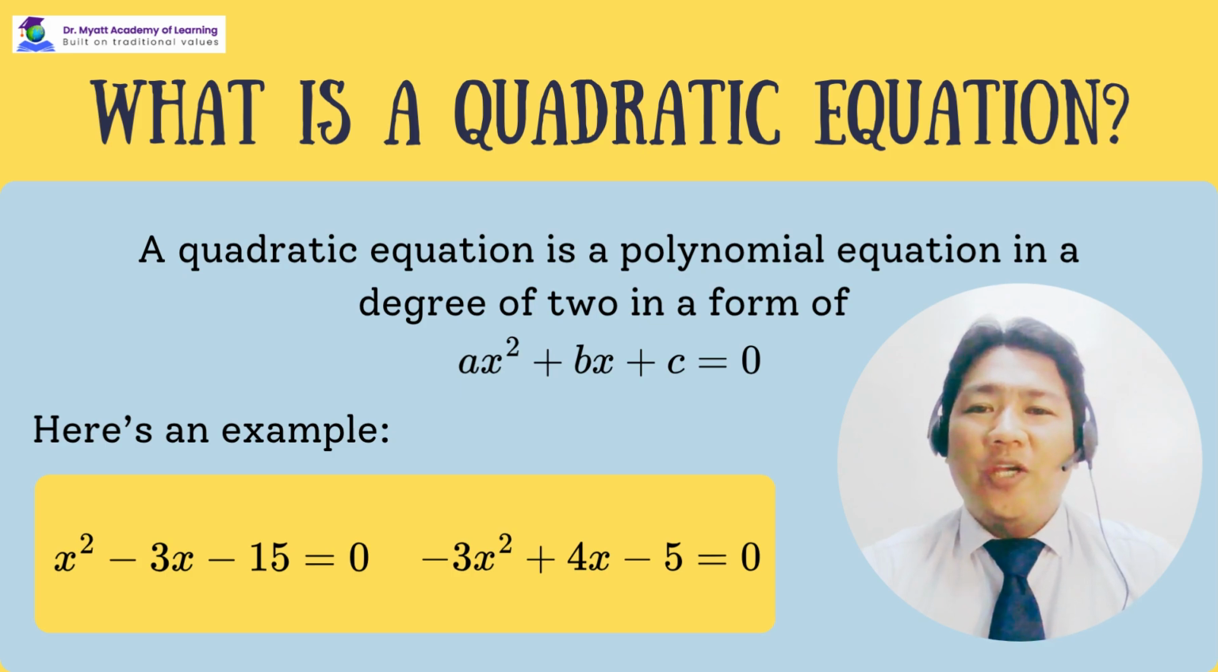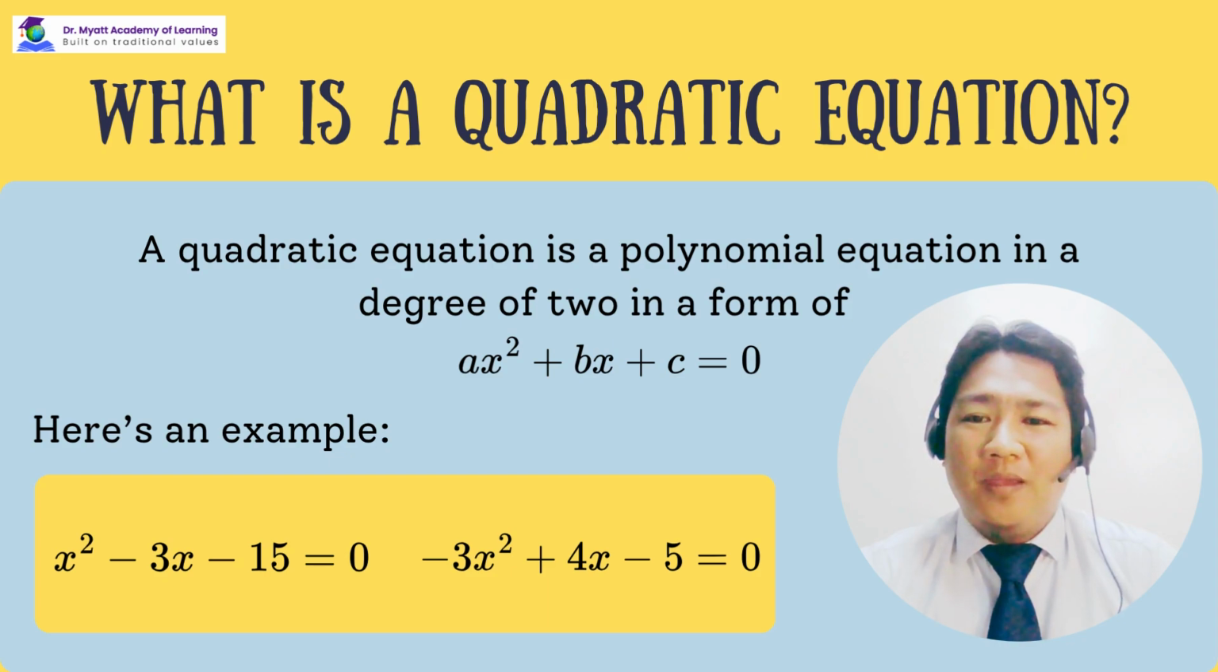A quadratic equation is a polynomial equation of degree 2 in the form ax squared plus bx plus c is equal to 0. The following are examples of a quadratic equation: x squared minus 3x minus 15 is equal to 0, and negative 3x squared plus 4x minus 5 is equal to 0.